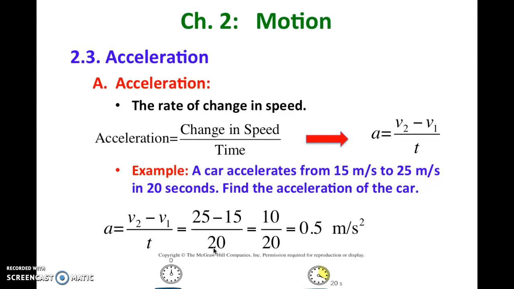For example, a car accelerates from 15 meters per second to 25 meters per second in 20 seconds. Find the acceleration of the car. From the acceleration formula, we have the acceleration of the car equals final speed v2 minus initial speed v1 divided by the time t, substituting 25 meters per second as the final speed, 15 meters per second as the initial speed, and 20 seconds as the time. We obtain the acceleration equal to 0.5 meters per second squared.